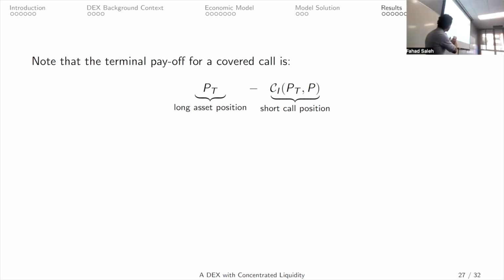Well, if I hold some Ether, then I get the price of Ether, right? And if I sell a call option, I should get the negative of the call price. So that's all this is saying. This is saying that the terminal payoff from a covered call is holding the risky asset less the intrinsic value of the call option, meaning the value of the call option without maturity, because at payoff, there is no time left in the call option.